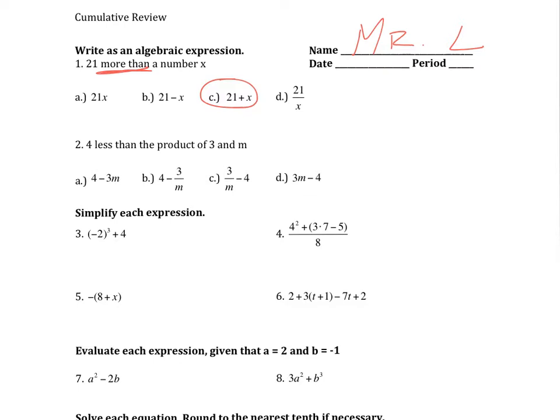Number 2. For "less than," remember, less than is one that we start in your notes because it kind of makes things flip. If I want 4 less than something, I'm going to see a -4 somewhere. So the next keyword is product. Product means multiply. So 3 and m are being multiplied. Then I'm looking for something with a -4. Product of 3m. My answer has to be D.